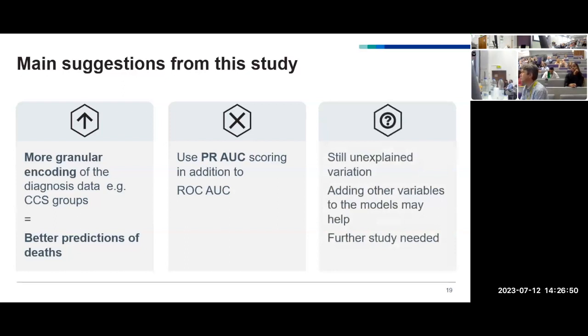But I still think the SHMI does have issues. It's definitely not perfect, and it's not quite there yet, maybe. There's still a lot of unexplained variation in the models. Maybe adding other variables will help, perhaps ethnicity or other things, although there are serious concerns about adding ethnicity into the models. So further study is definitely needed in this area. It's not a closed book, let's not all pat ourselves on the back and say job well done. We're making steps there.